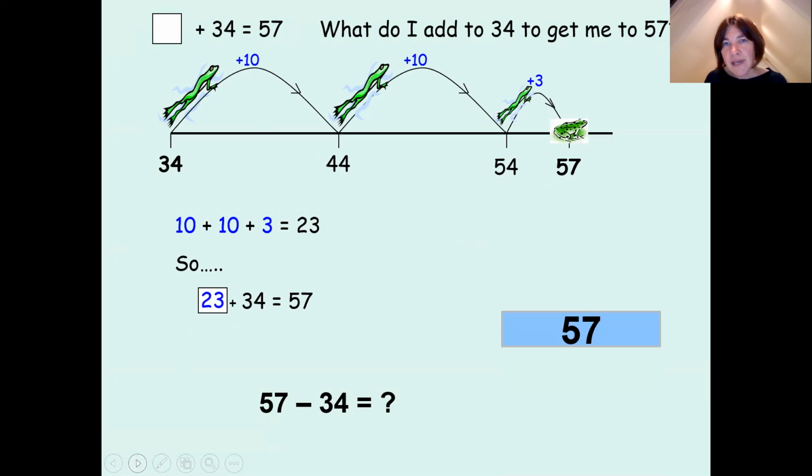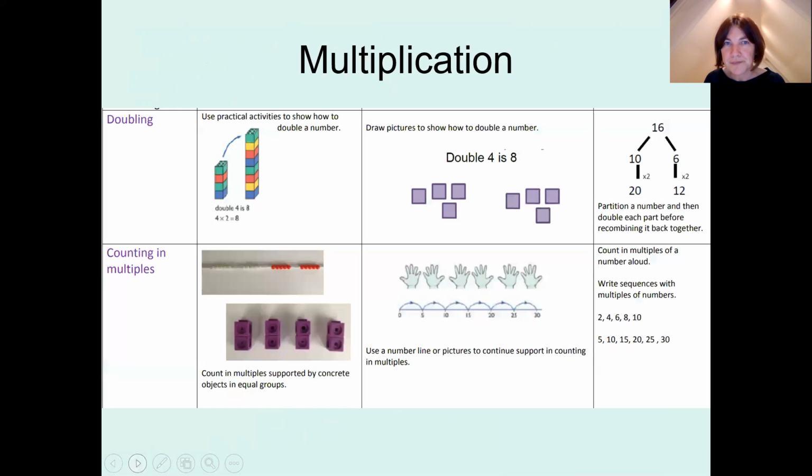Or if we had thought of it as a bar model, the whole was 57. I knew one of the parts was 34. How would I find that other part? We might have decided to do 57 take away 34.